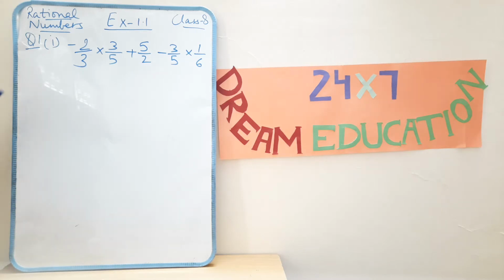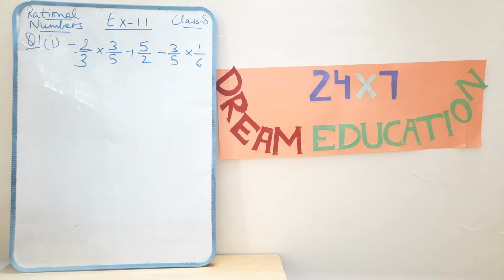You can solve this question by the BODMAS rule also. You will get the correct answer, but you will not get marks in your exam because the question says to use the appropriate property to find the solution. So we have to use the properties which we studied in the last video. So how to solve this question?